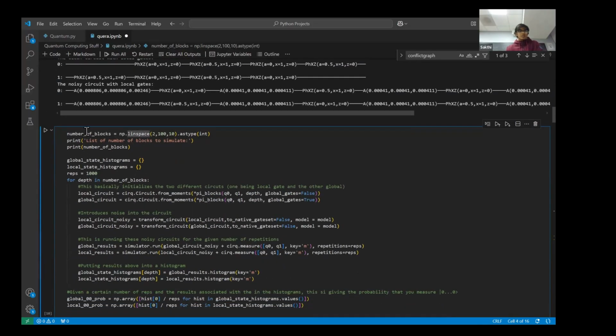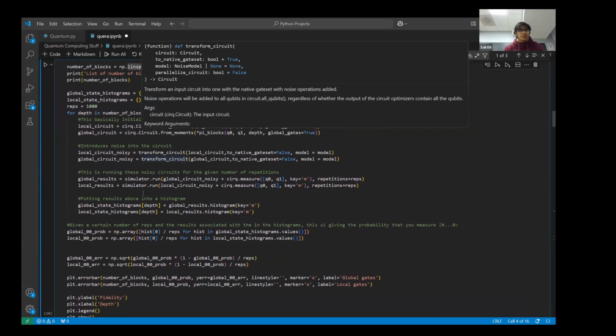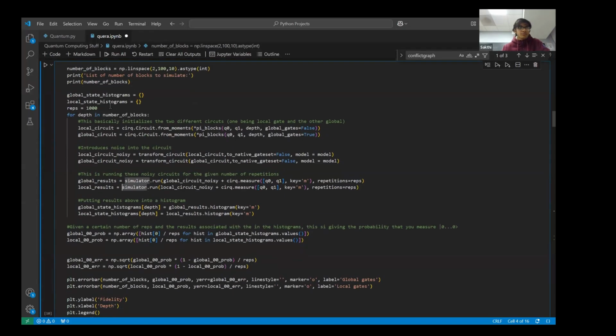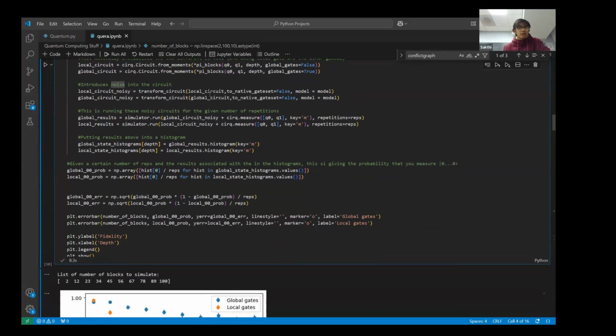In this cell, we are trying to plot the fidelity. So basically we're taking into account all these errors on our circuit, and then we're trying to measure. Okay, let me explain through the code so it makes more sense. So over here we're defining our circuit. The local circuit is where we're not applying global gates, and the global circuit is where we are. And we're applying noise on the circuit.